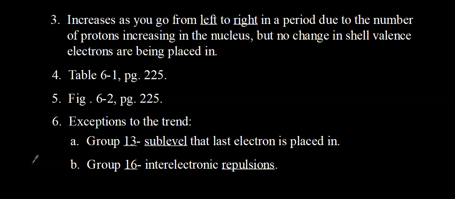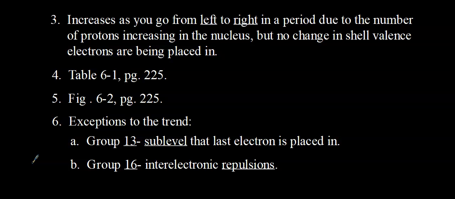So here are the exceptions to the trend, group 13 compared to group 2. Just like boron and beryllium, we would expect boron to have a higher ionization energy than beryllium because of its higher nuclear charge, but it does not. Why not? It has to do with what sublevel the electron is being removed from. I'll show you in just a second.